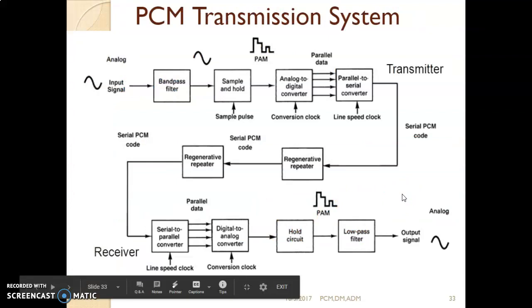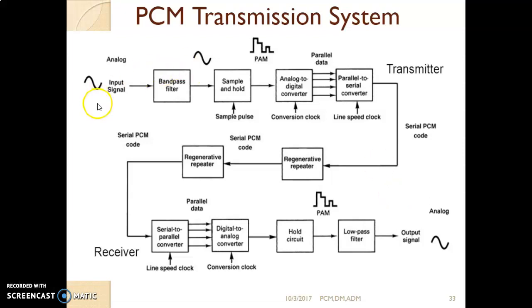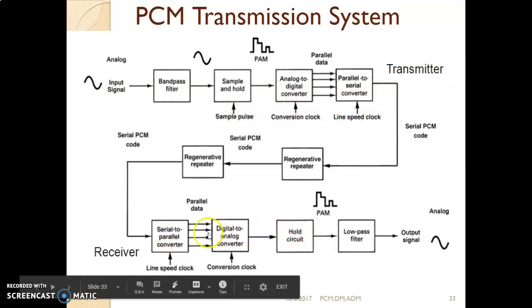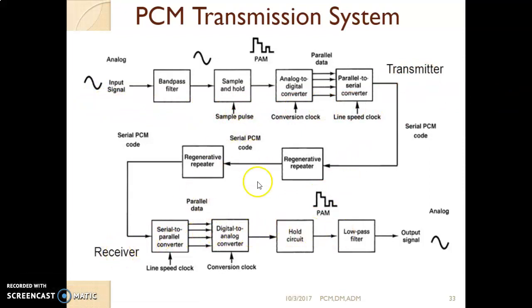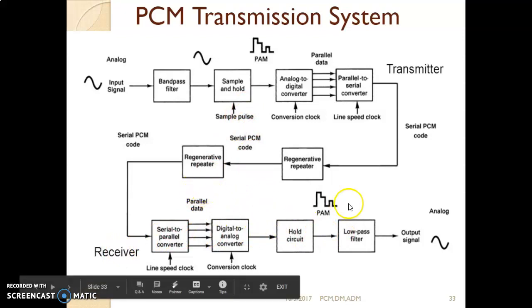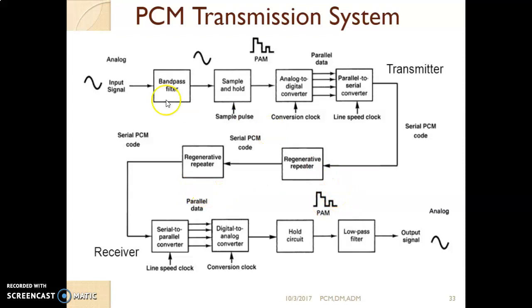The heading is given as PCM transmission system because the upper part of the block diagram is the transmitter and the lower part of the block diagram is the receiver, and in between the transmitter and receiver we have a communication channel. So let us understand the function of each block one by one. We have an analog signal which is an input signal which is a sine wave. Let us consider that this particular sine wave is the analog speech signal or any signal which comes from an analog source such as a transducer, and that particular signal is given to a bandpass filter.